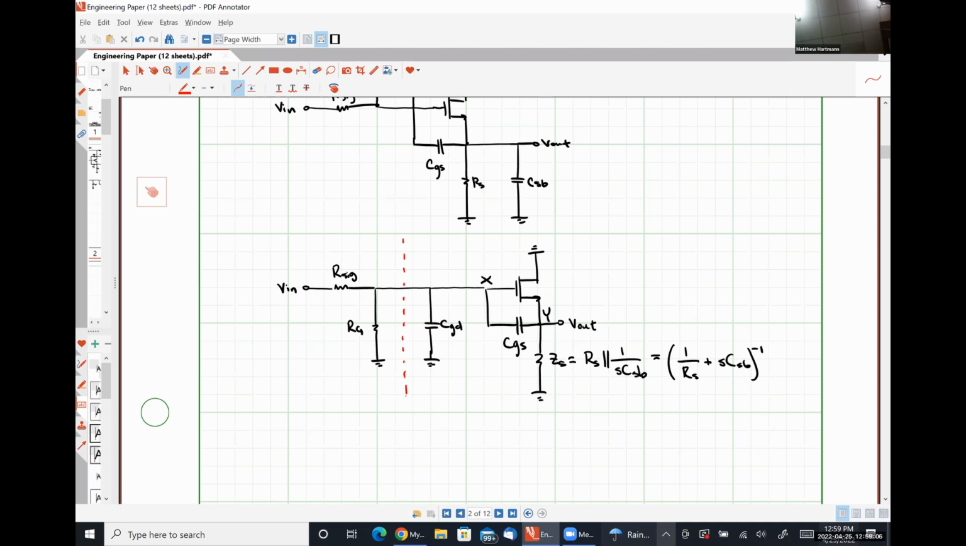Vn multiplied by RG over R sig plus RG. All right, so that's my Thevenin voltage. Thank you. So let's write that down. V Thevenin is Vn times RG over R sig plus RG. All right. What is R Thevenin going to be? That's exactly right. R sig in parallel with RG.